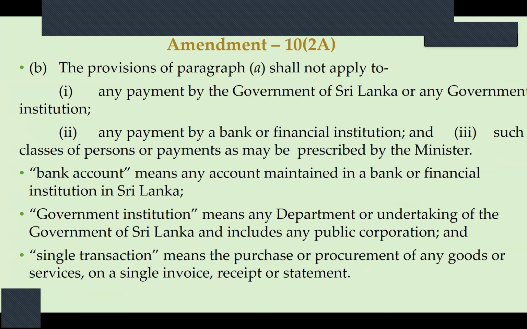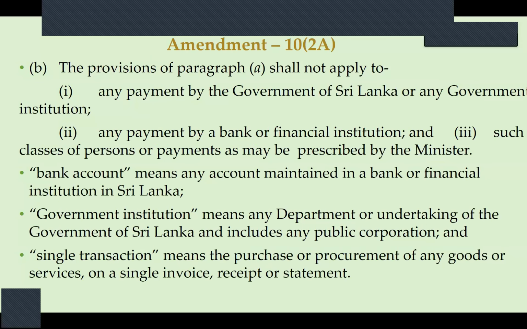Single transaction means the purchase or procurement of any goods or service on a single invoice. It is mentioned because the 500,000 could be spread over several transactions. So that 500,000 should be in one single transaction. If they are making a payment exceeding rupees 500,000 in one single transaction, it should not be in cash, it should be a bank transfer, through a bank.